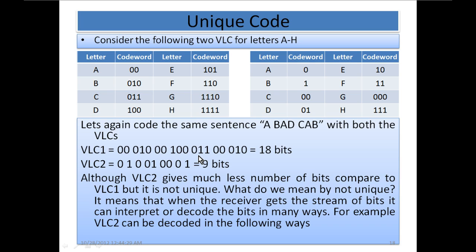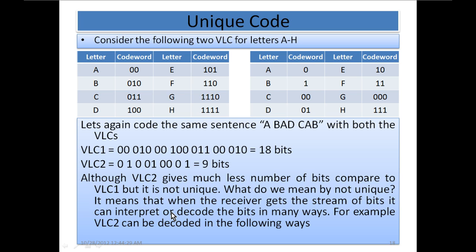What do we mean by not unique? It means that when the receiver gets the stream of bits, it can interpret or decode the bits in many ways. For example, VLC2 can be decoded in the following ways. We will see those after a while. Let me just describe this a little bit more.